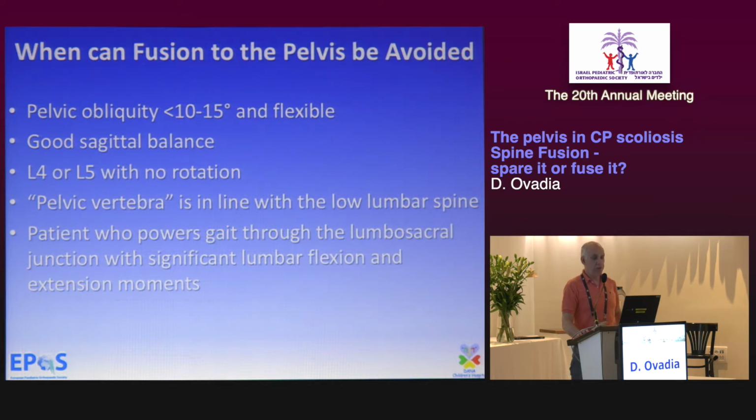So when can fusion to the pelvis be avoided? If you gather all the literature and a little bit of experience, it is when you have a small pelvic obliquity of less than 10 to 15 degrees that is still flexible, when you have a good sagittal balance, when L4 and L5 are without any rotation, when the pelvic vertebra is in line with the low lumbar spine, and when the patient powers gait through the lumbosacral junction with significant lumbar fixation and extension of movement.